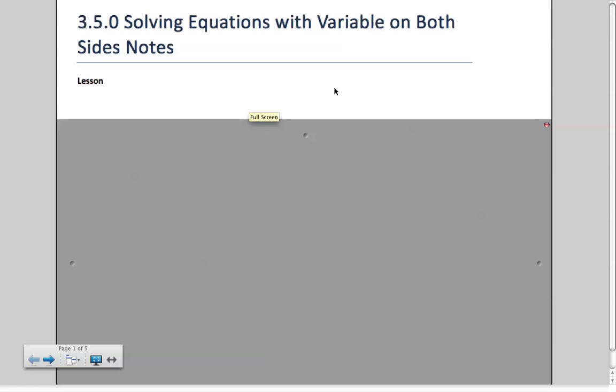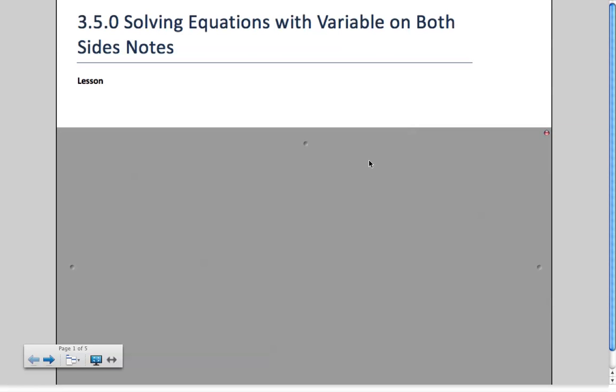Grade 8, Ms. Hughes here, and here are the solutions to solving equations with variables on both sides.